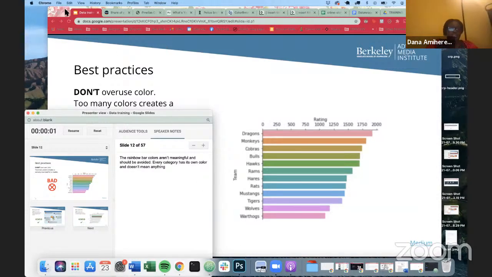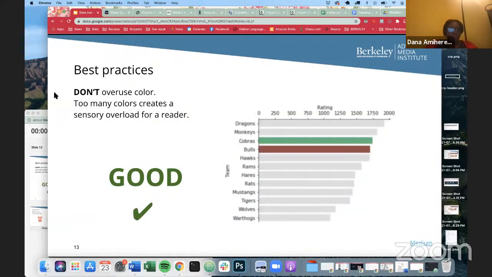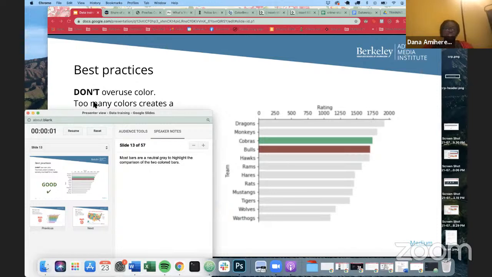So how could they have done this better? If they were trying to make a comparison between two teams, like show that one team had a more positive rating than another, you could highlight what is most important and gray out everything else. Or if they were trying to show just a comparison between two teams, they could just highlight those two teams, which we've got here, and they could just use the same color. So there are ways to use color where it's impactful, but it's not overkill.